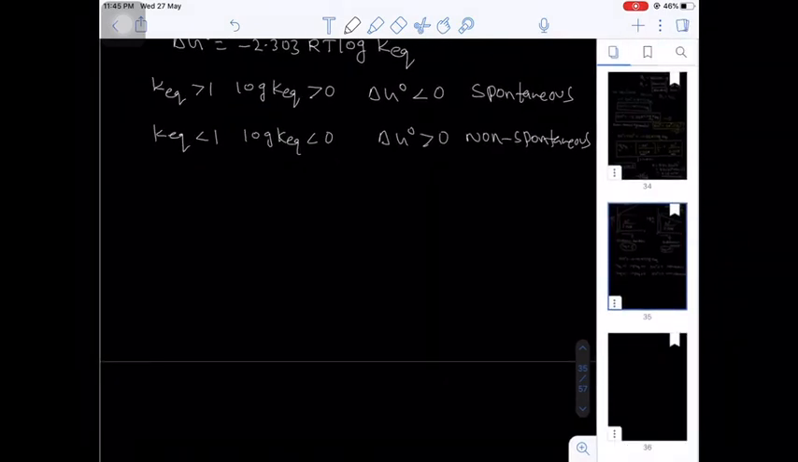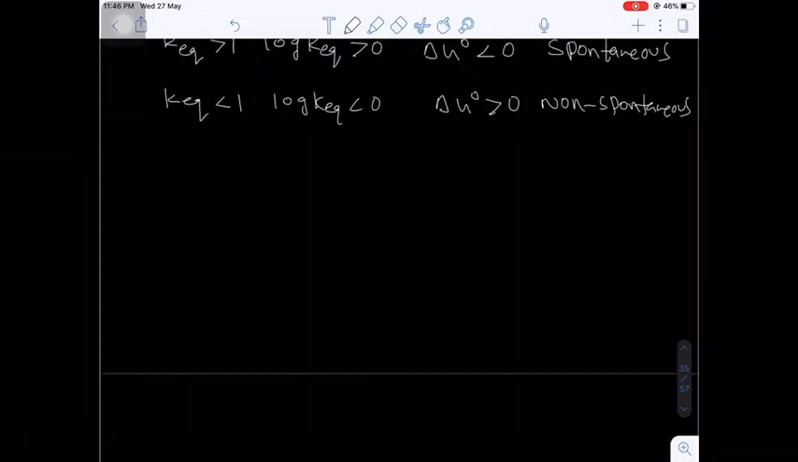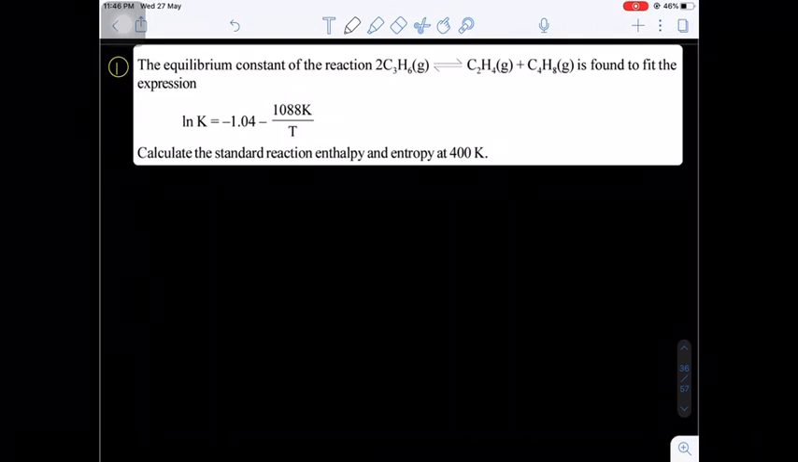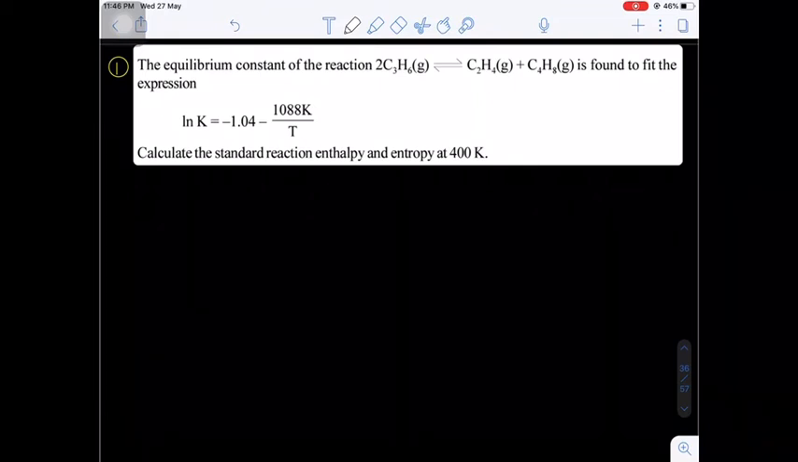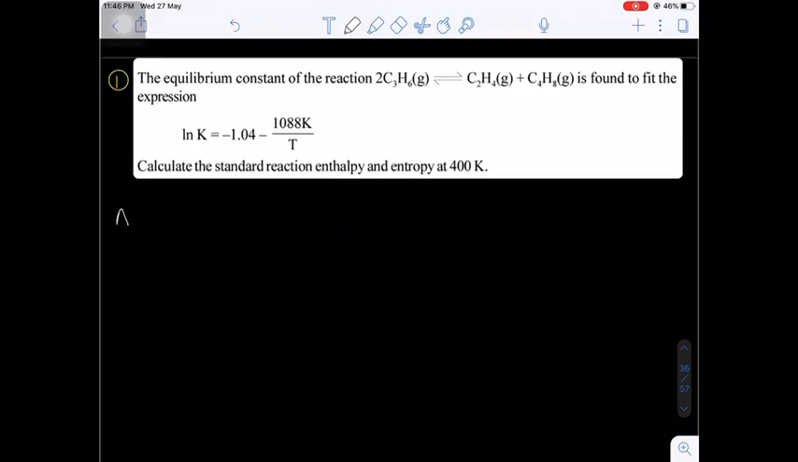Now here some problems are there regarding the calculation of the equilibrium constant when the temperature data is given to you. This is the first problem. The equilibrium constant for the reaction 2C3H8 equilibrium C2H4 plus C4H8 gas is found to fit the expression ln K equals minus 1.04 minus 1088 Kelvin divided by temperature. Then calculate the standard reaction enthalpy and entropy.